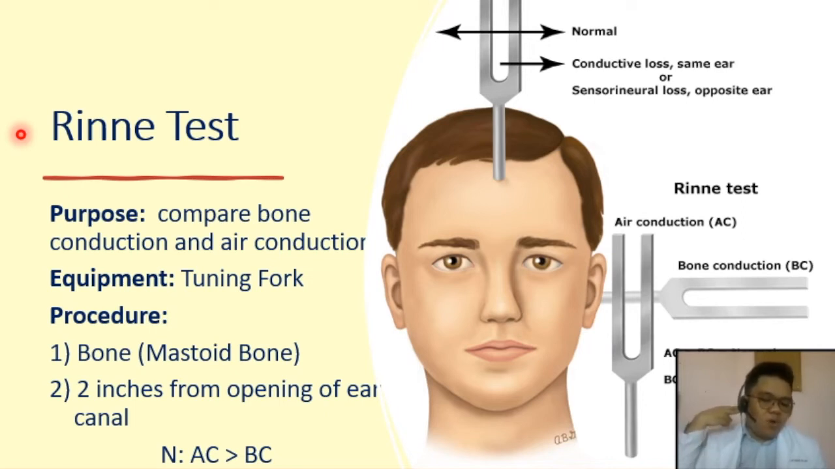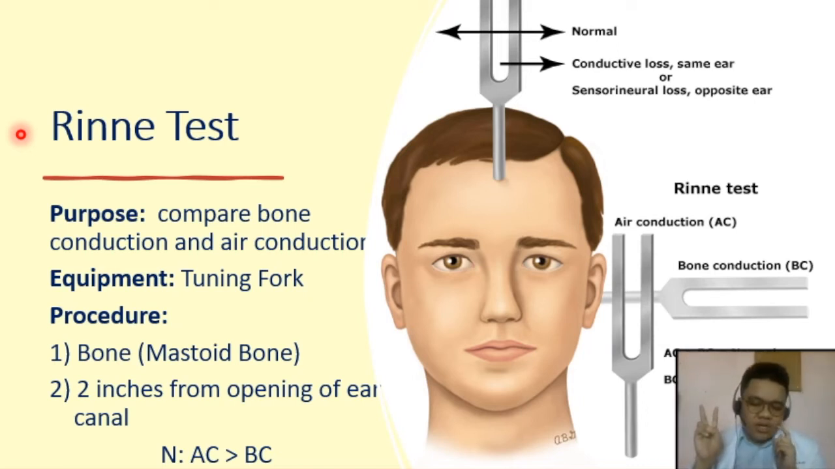And then, once your patient says, I could not hear the vibrations anymore, place it 2 inches from the opening of the ear canal. Again, first step, vibrate the tuning fork, and then place it against the mastoid bone. Instruct your patient to listen to the vibratory sounds. Once the vibration is gone, your patient should inform you. And once the patient informs you, you should transfer your tuning fork here.